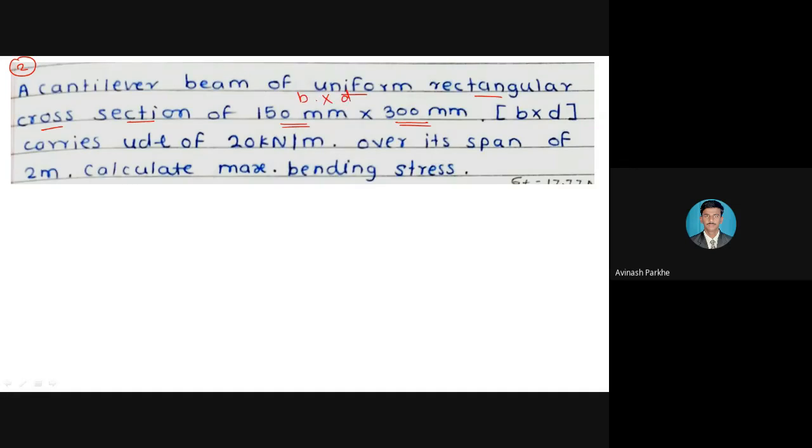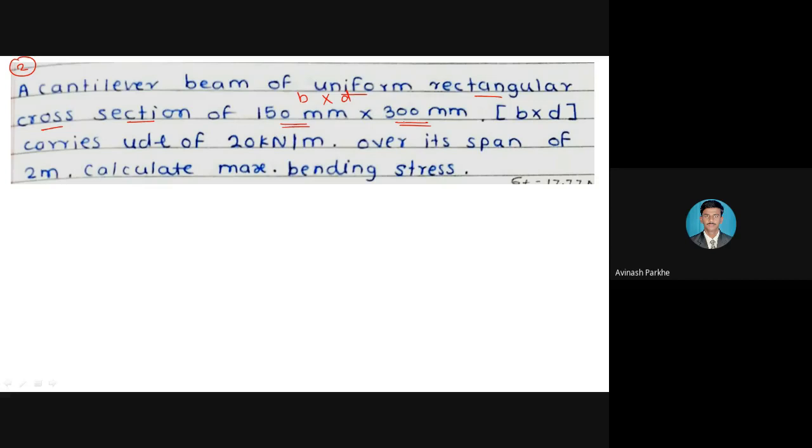150 by 300 means B into D. So B we have to consider as 150 and D we have to consider as 300. In 90 to 95% of problems, the depth is always maximum as compared to the width. Therefore, whenever this multiplying factor is given as 150 by 300, we have to consider it as B into D.